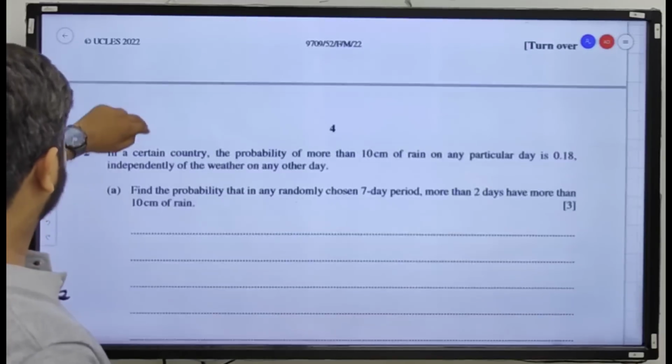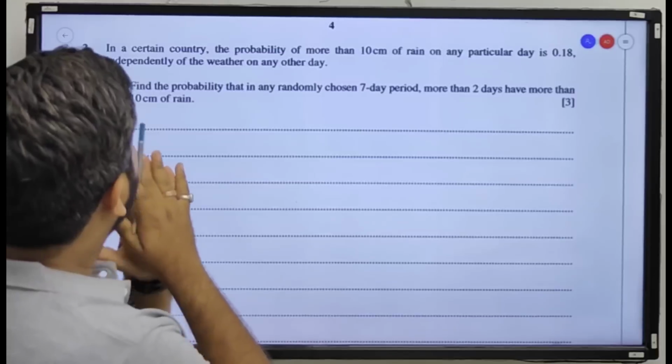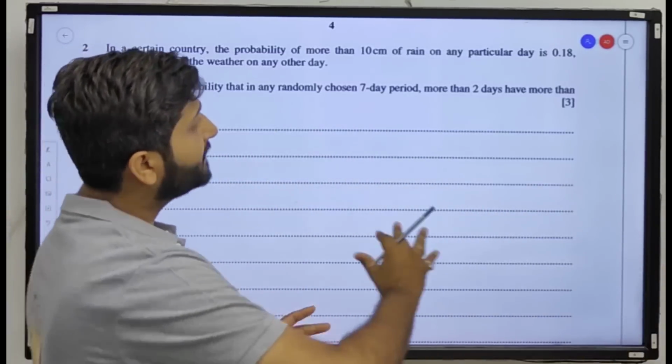Next question. In a certain country, the probability of more than 10 centimeters of rain on any particular day.